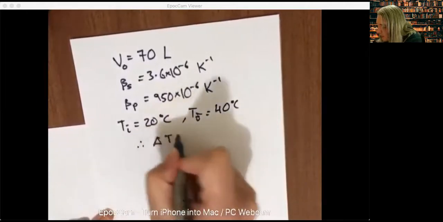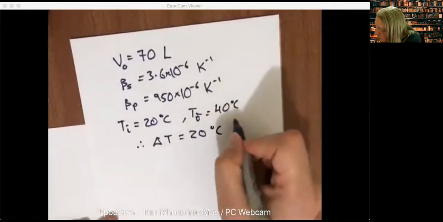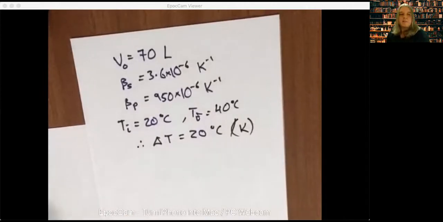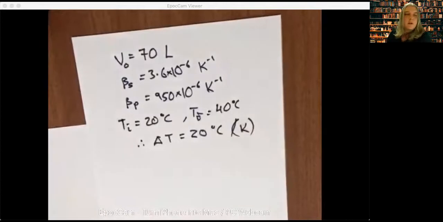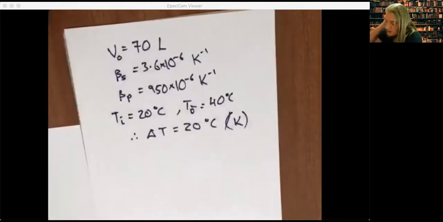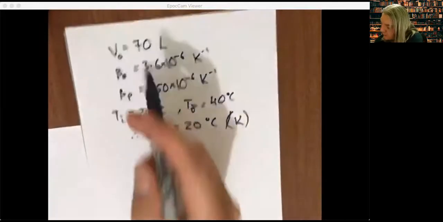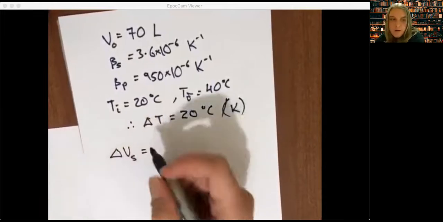Therefore, the change in temperature is equal to 20 degrees Celsius, or Kelvin, right? It could be Kelvin as well because we're into a step size now. These aren't Kelvin. You'd have to add 273, but the step size can be Kelvin, can be either or. So how much will overflow? Well, first of all, we need to know how much each of them would expand by if we just let them expand completely.